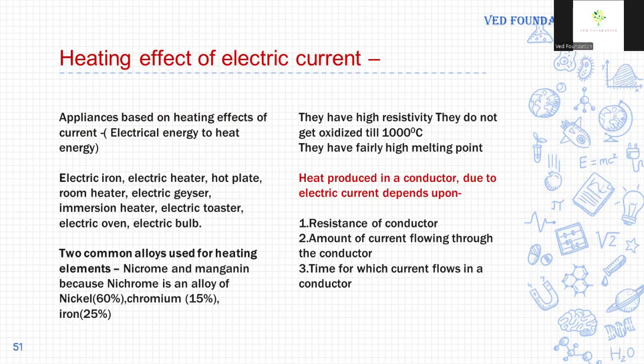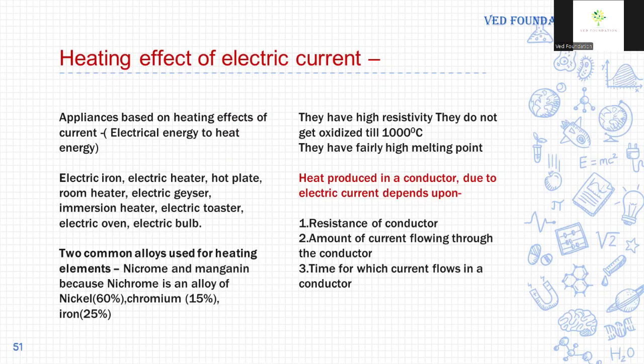Appliances based on heating effect of electric current. The following appliances are based on the principle of heating effect of electric current: electric iron, electric heater, hot plate, room heater, electric geyser, immersion heater, electric toaster, electric oven, electric bulb, etc.